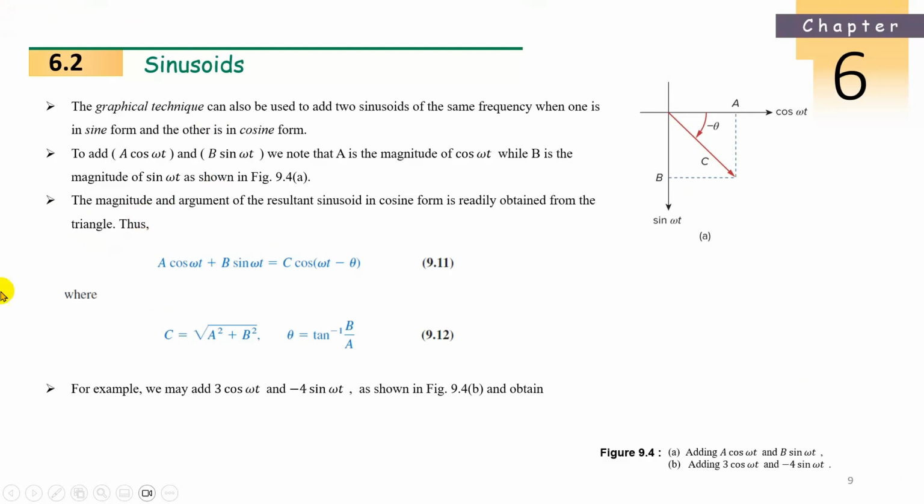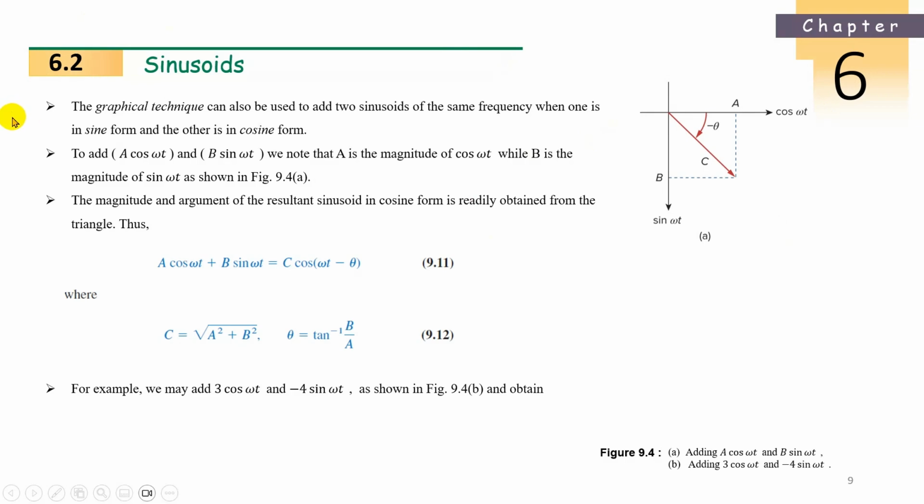Now the second one, minus 4 sin omega t. Sin omega t will be on the vertical, either down or up. Down is plus sin omega t, up is minus sin omega t. So minus 4 sin omega t will be upward. Here this is sin omega t, and this is your minus 4. Done?